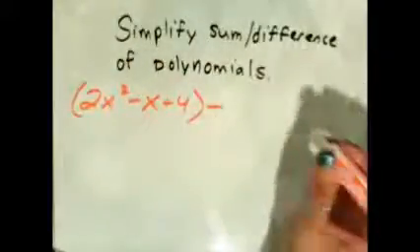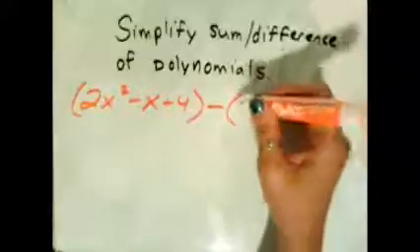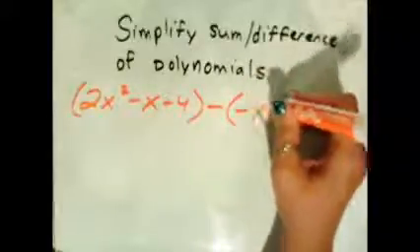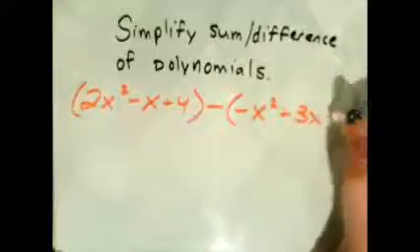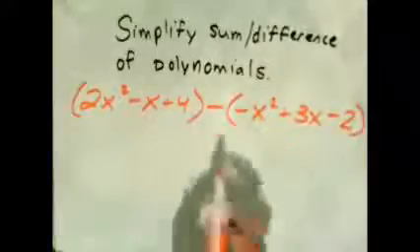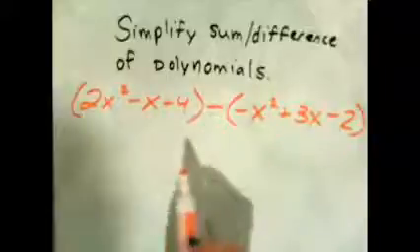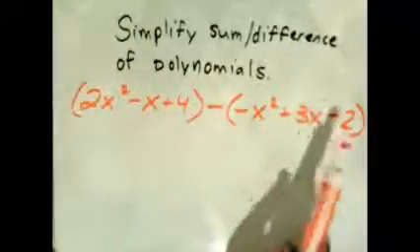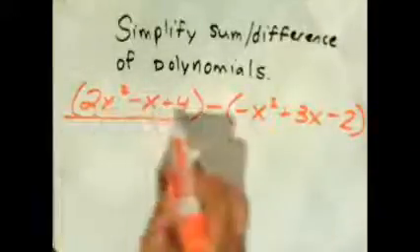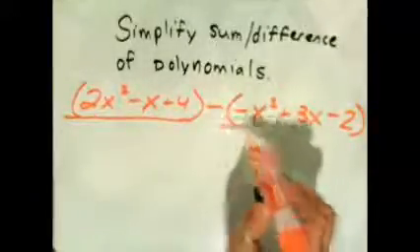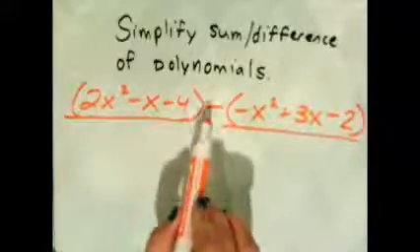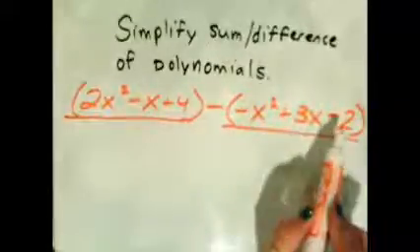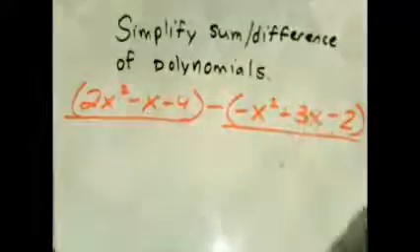So 2x squared minus x plus 4 minus negative x squared plus 3x minus 2. Alright, the first tip is when you have subtraction, don't immediately start going to like terms. I would distribute this negative, because notice you're trying to do this whole polynomial minus this whole polynomial. So it's not just minus a negative x squared. Later on it's also minus 3x, minus a negative 2.